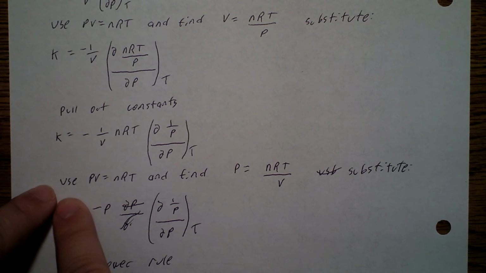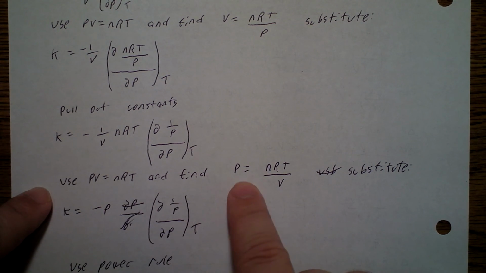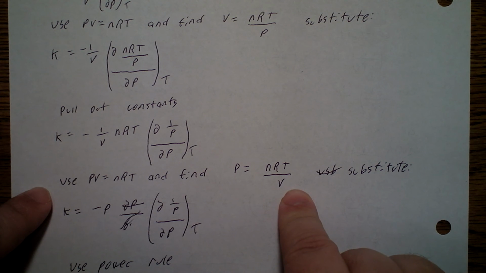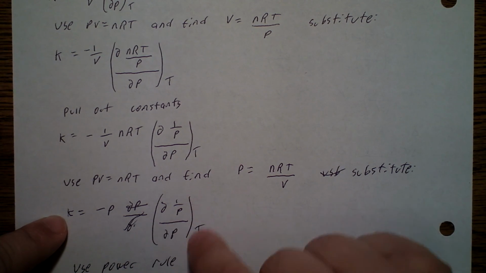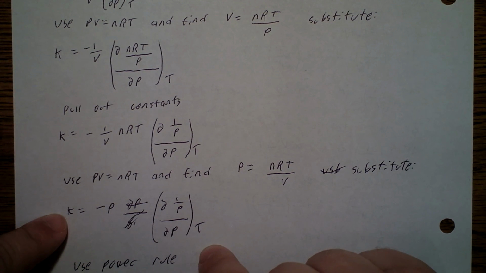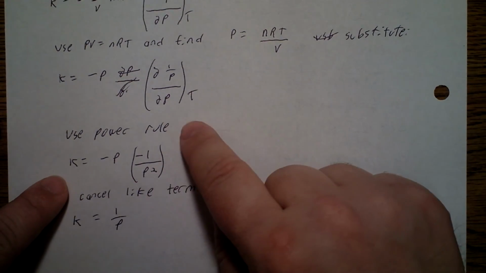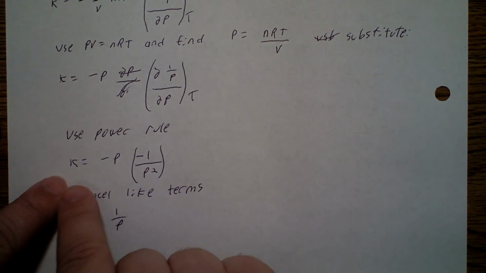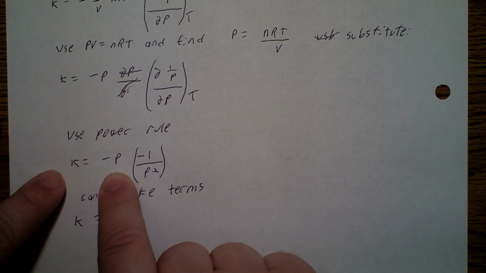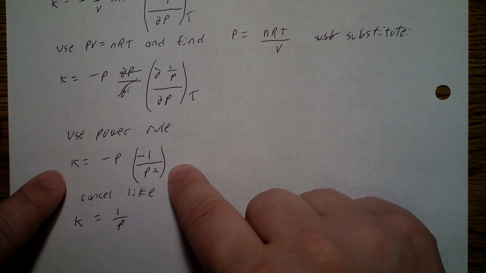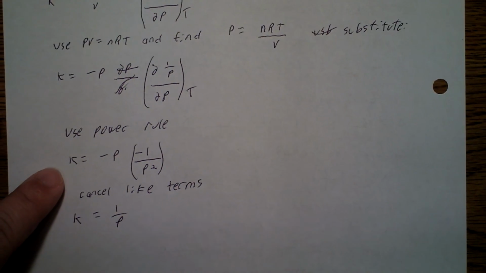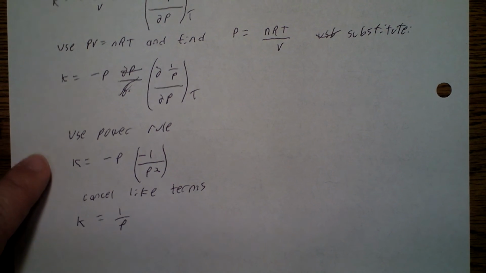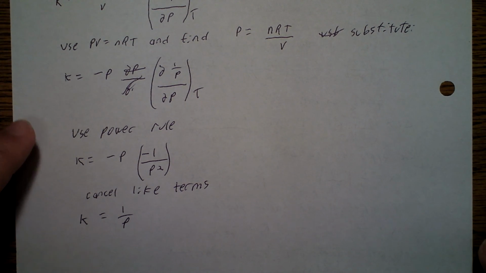So we use PV equals nRT again. This time we solve for pressure and get nRT over volume, and we substitute that back in over here. So we just get kappa is equal to minus P times the partial derivative of 1 over P with respect to P, holding temperature constant. Now hopefully you remember the power rule from calculus. We get kappa equals minus P times minus 1 over P squared. We're going to cancel those extra P's, and we just get kappa is equal to 1 over P. Okay, we are now done with chapter 1.